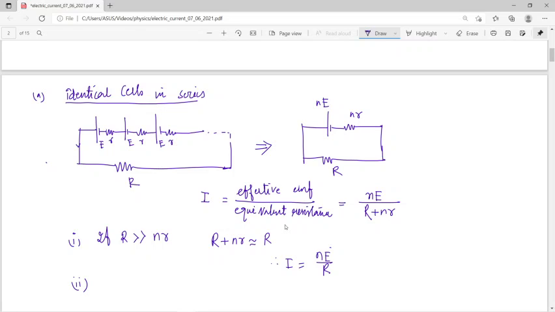And what is E by R? That E by R is nothing but the current due to a single cell. That means the total current that is flowing through the circuit is nothing but N times the current due to a single cell.